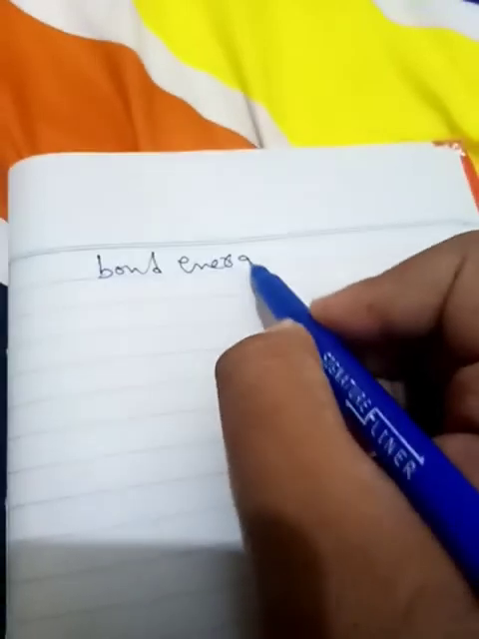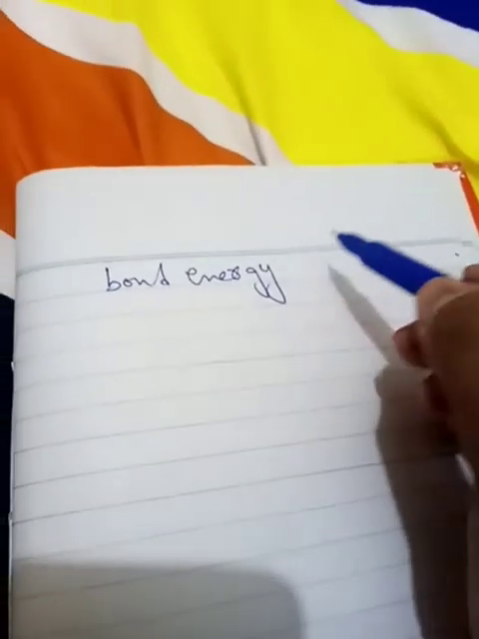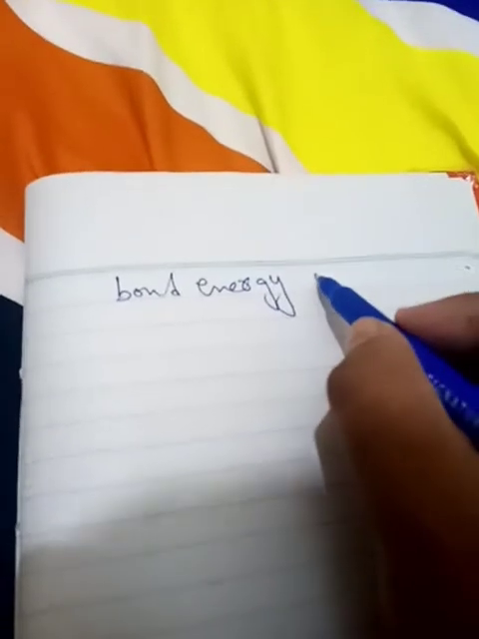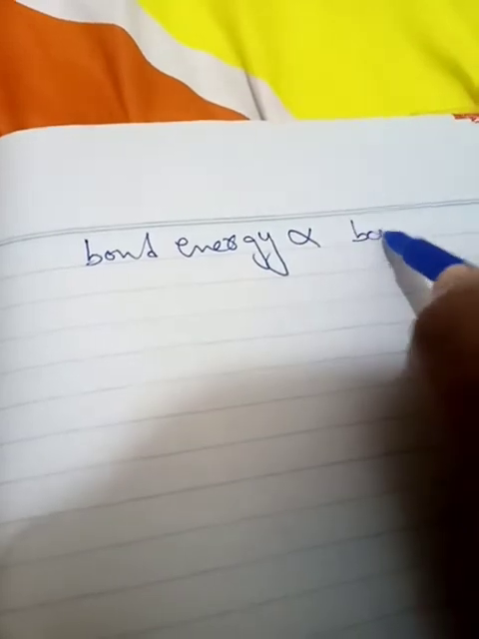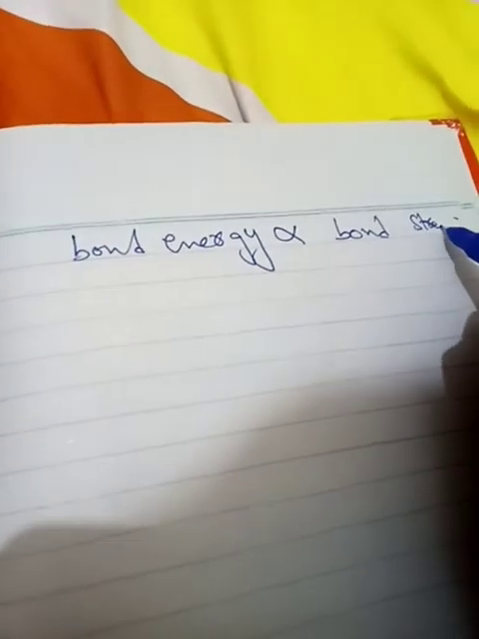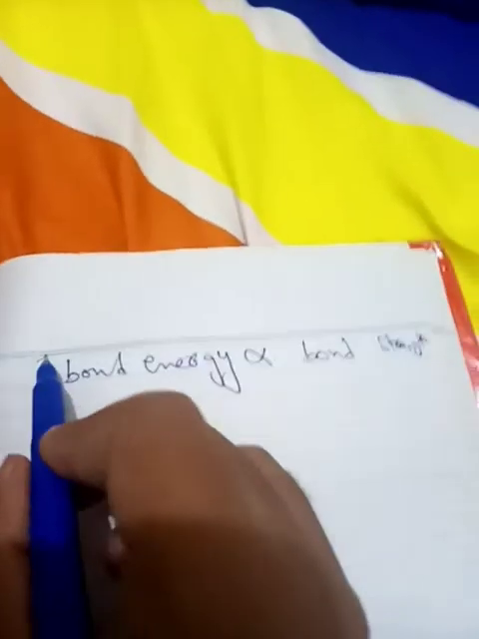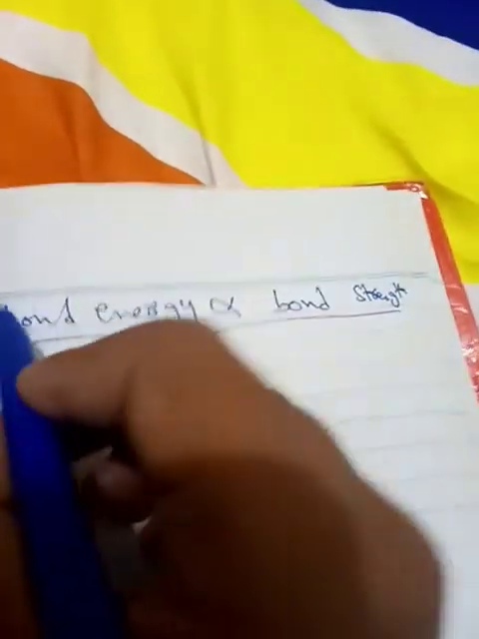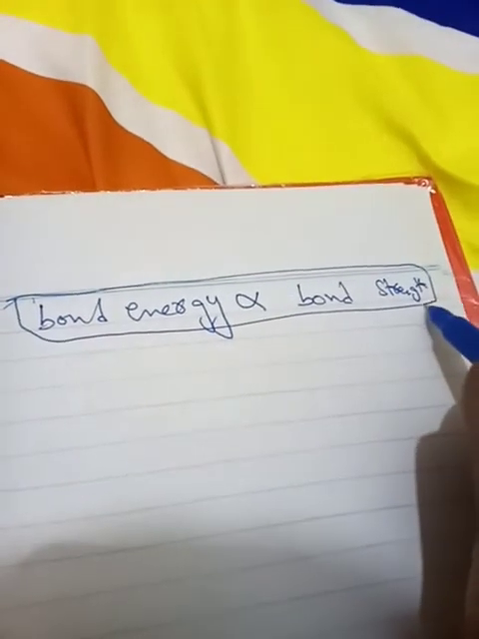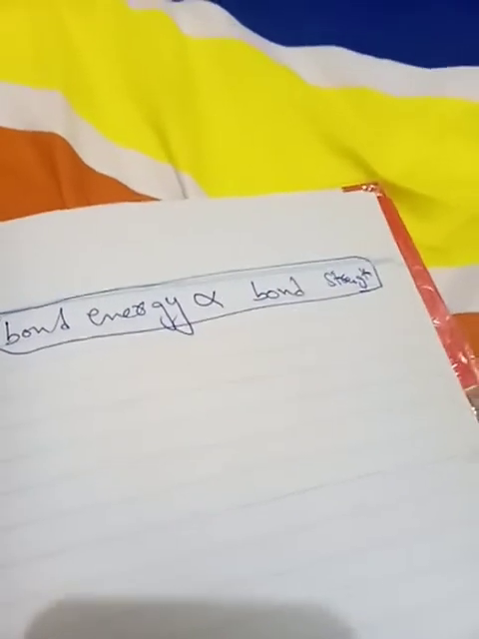Now let's look at the relationship with bond energy. The higher the bond energy is, the greater the bond strength is. Bond energy is directly proportional to bond strength. You may say this is a law created by no one but me. The higher the bond energy, the higher the bond strength.